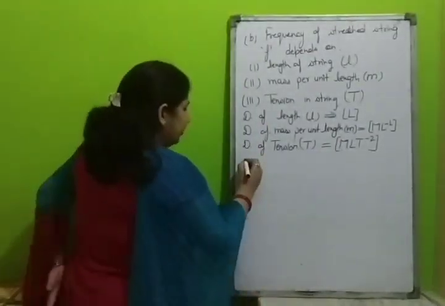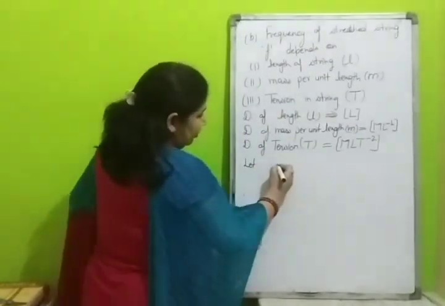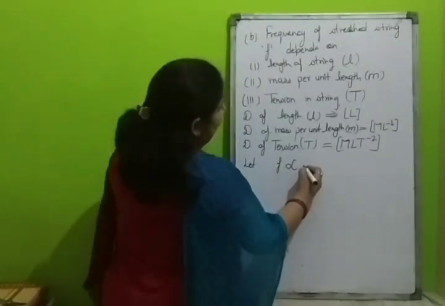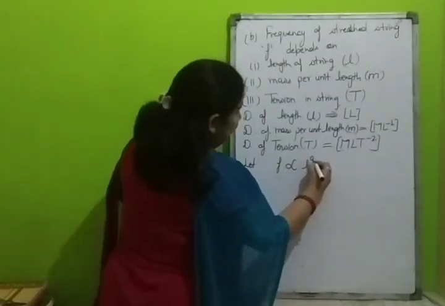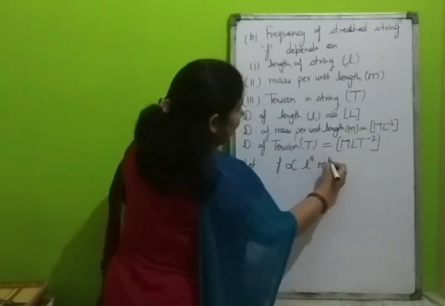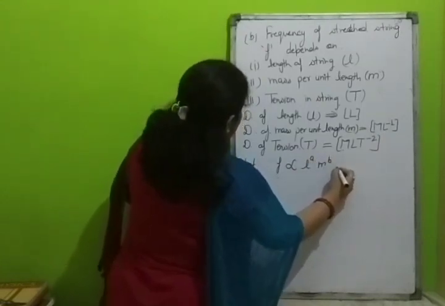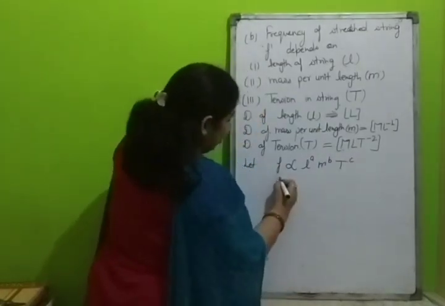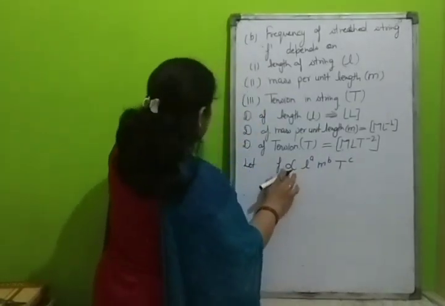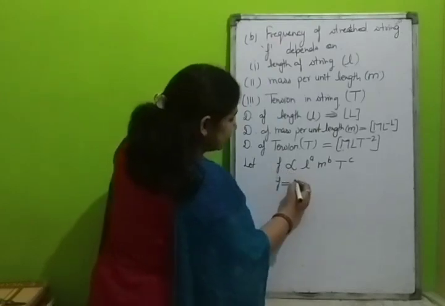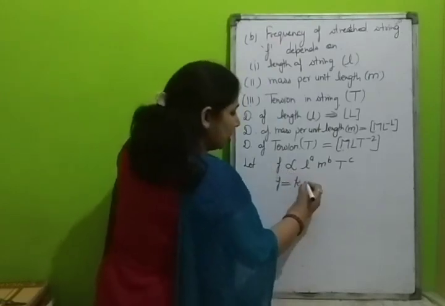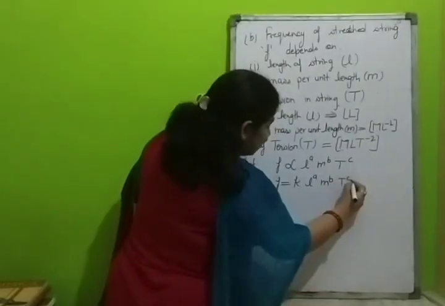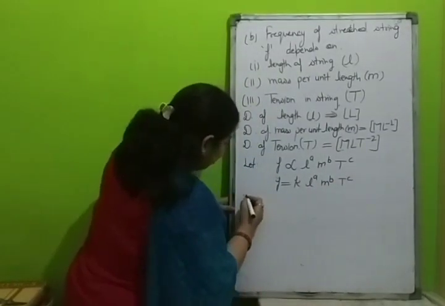Now assume frequency f is directly proportional to L to the power a, m to the power b, and the next term is capital T to the power c. Now we remove the proportionality sign and take a constant term. It can be taken as small k: f equals k L to the power a, m to the power b, T to the power c. Now put the dimensions on both sides.